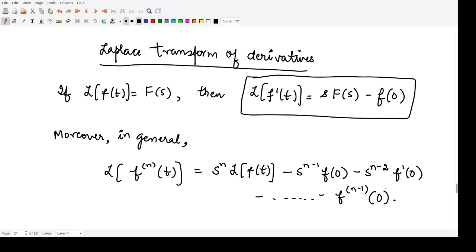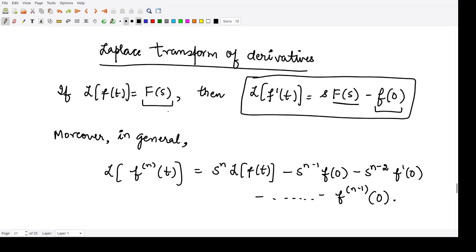Now here you should note that this capital F of s is the Laplace transform of this function, and this small f of 0 is the value of this function, whose Laplace transform is given, calculated at the point t is equal to 0. And next, this is the derivative of the given function calculated at the point 0, and this is the n minus 1th derivative of the given function calculated at the point 0, right? So this is the formula.